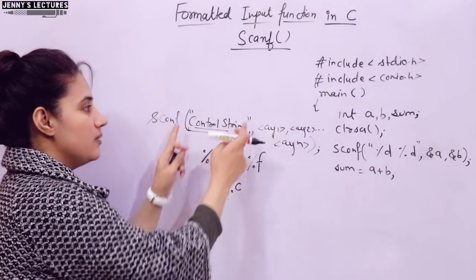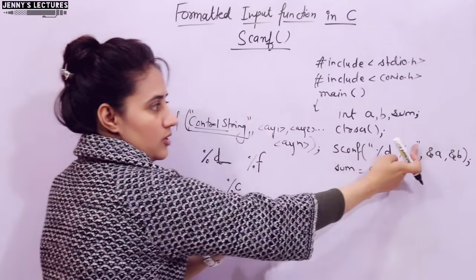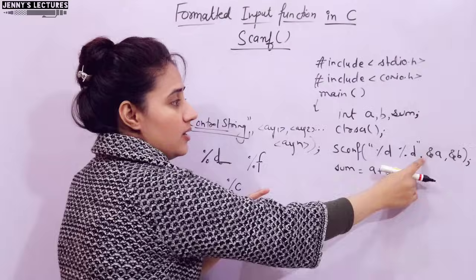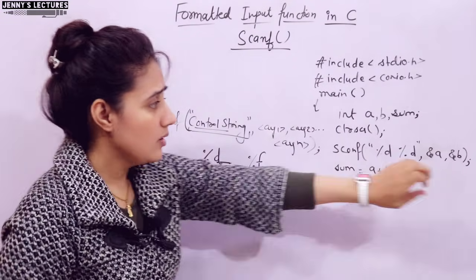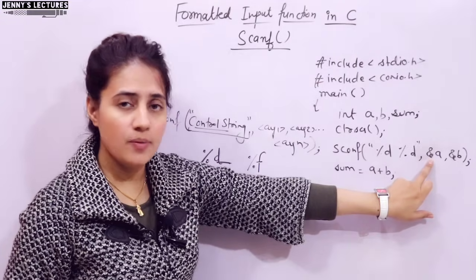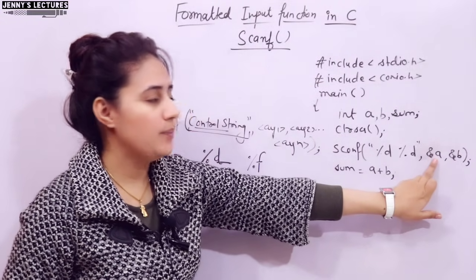Right? After that, just close these quotation marks and then you have to put a comma. After that, what will you put? The address of A. This is the address-of operator, then a comma, then the address of B.